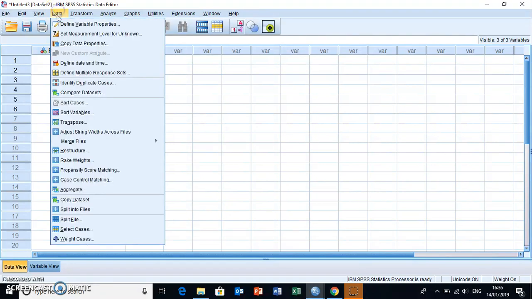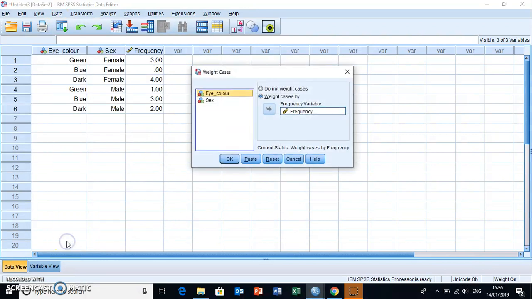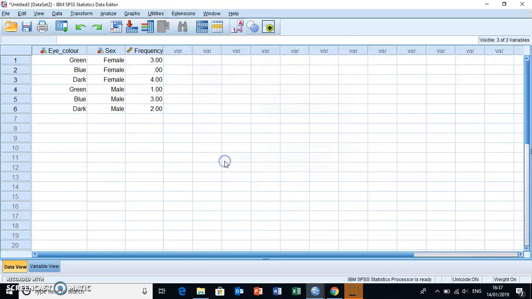And that is done in Data, Weight Cases. I've done this before, so I'll just reset it to the default. This is what it would look like in default. Usually it hasn't got weighted cases, but in this case we do want to weight the cases. We want to let SPSS know how many times each of these combinations occurred, and we use our frequency variable for that. So we just shove that over here and then press OK. And now SPSS knows how many times each of these combinations occurred.